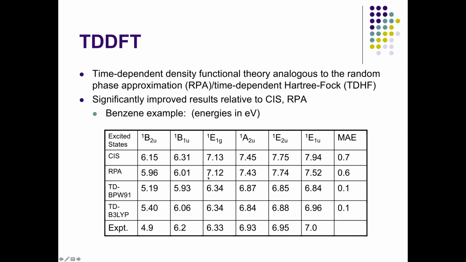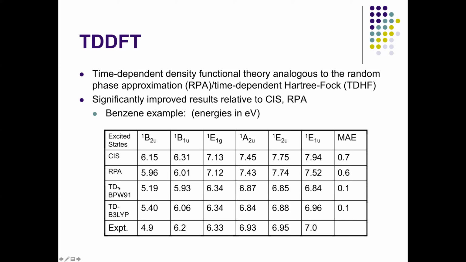RPA is a little bit better, brings them down a bit, particularly this state, but still has an MAE of about 0.6. On the other hand, time-dependent BPW91 and time-dependent B3LYP have values that are a bit better in agreement with experiment. In this case, we've got ones that are overestimating. In this case, we've got ones that are underestimating. This one's pretty close to right on. Some of these are pretty close again. So overall, the MAE values in this case are about 0.1.